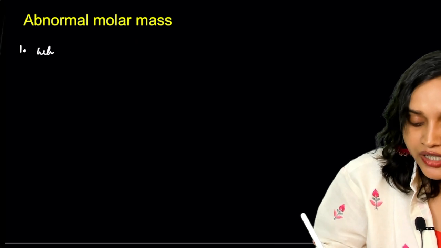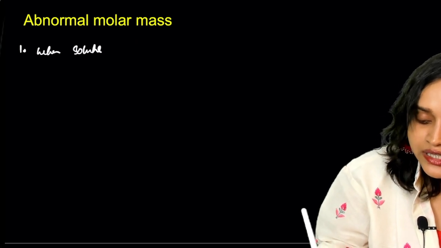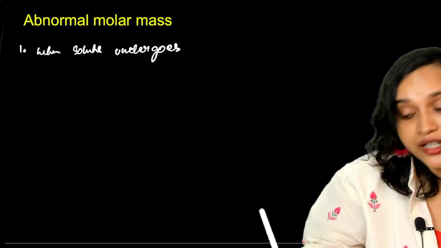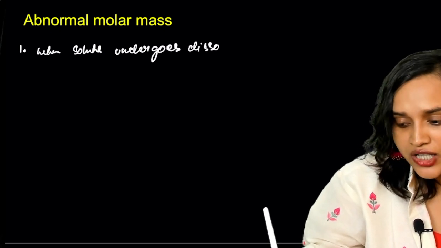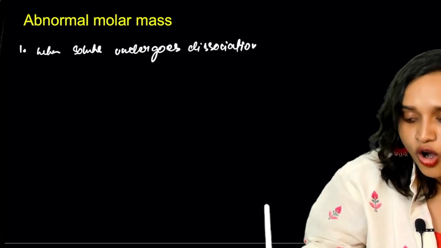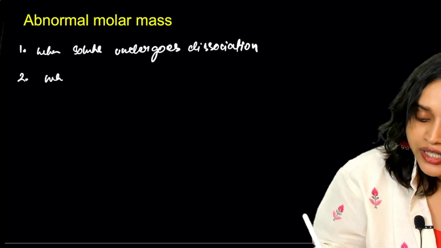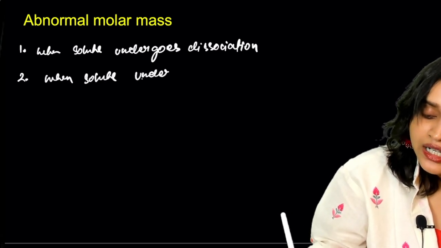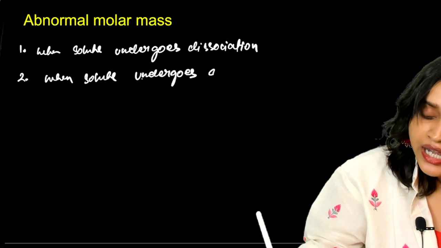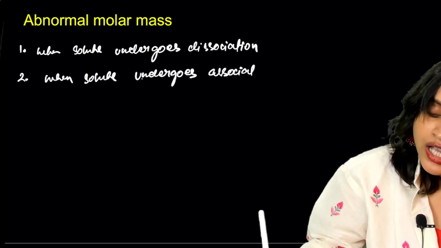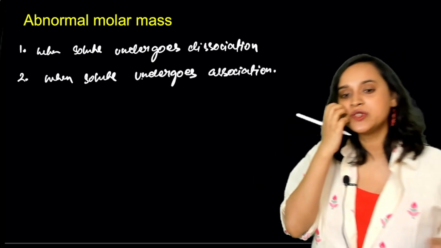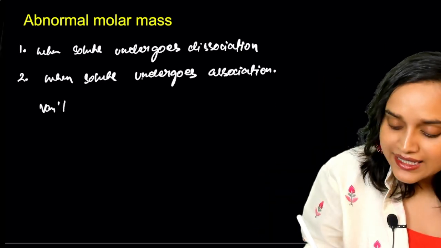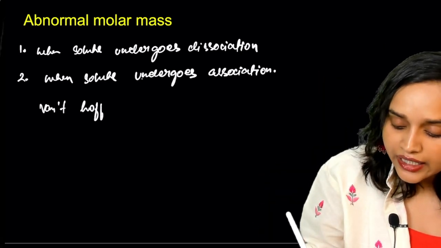So when the solute undergoes dissociation, that is when you can calculate this, or when the solute undergoes association. So that is when you observe abnormal mass. And to do this, we have something called the Van't Hoff factor in the picture.